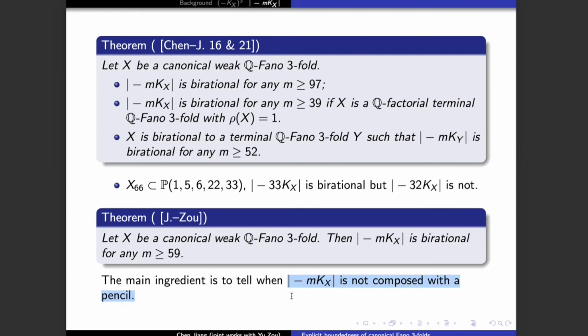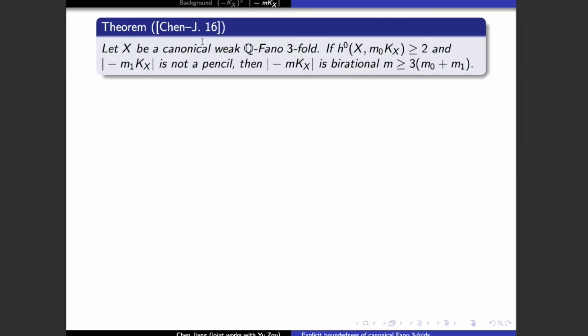So that means that the image is at least a surface or a threefold. It is not a curve. Okay. So here is the result of Mengchen and myself.